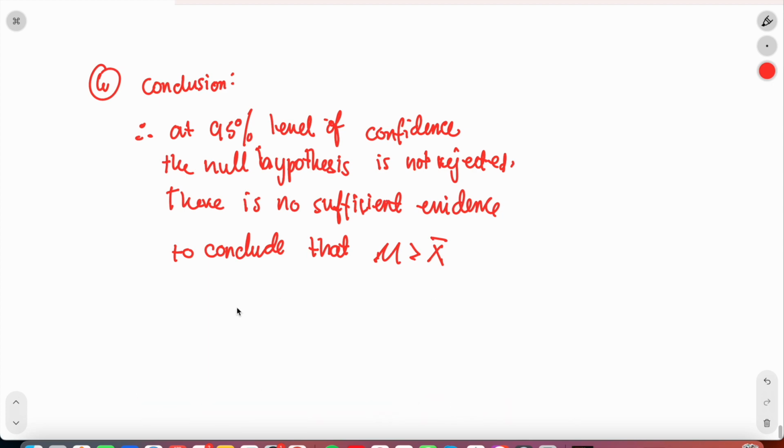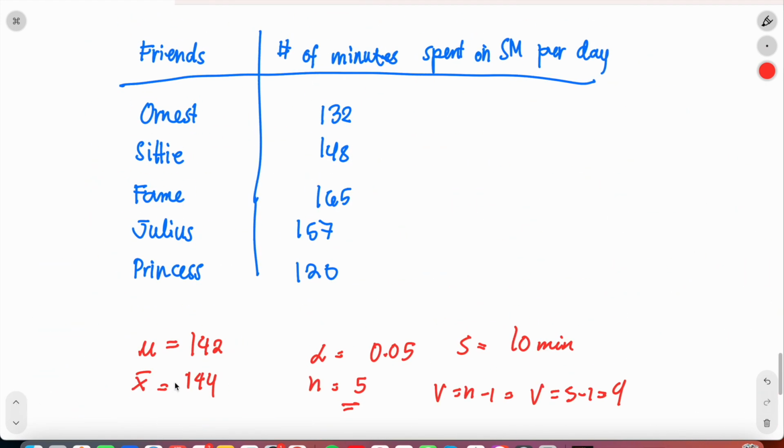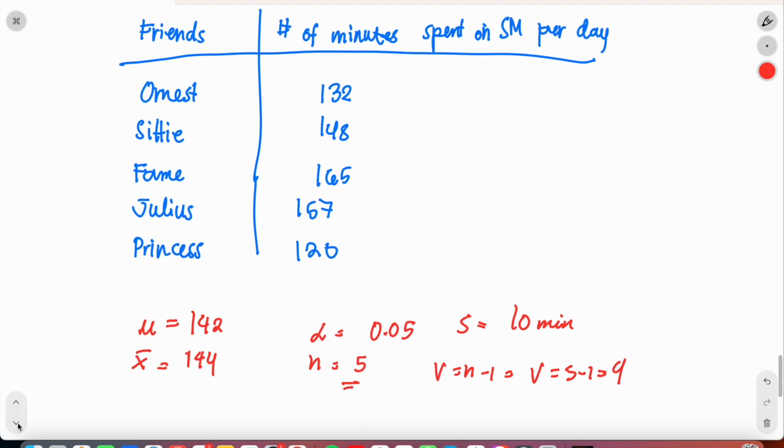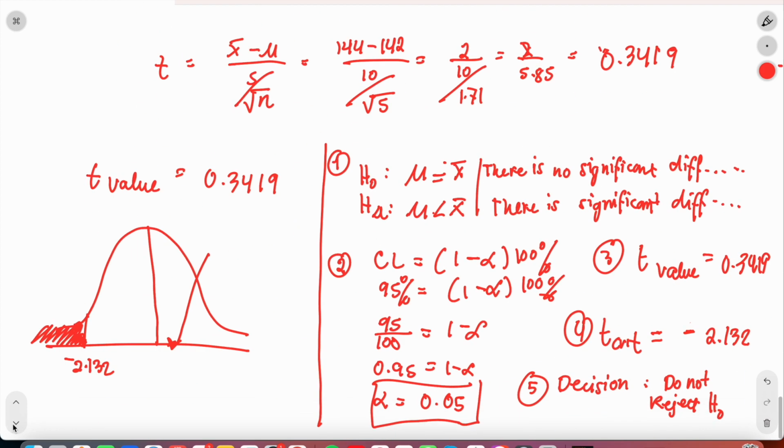So here, observe this class. Our sample mean is actually greater than the population mean, right? So on average, Sophia's friends spend significantly higher time on social media compared to the global record, right?